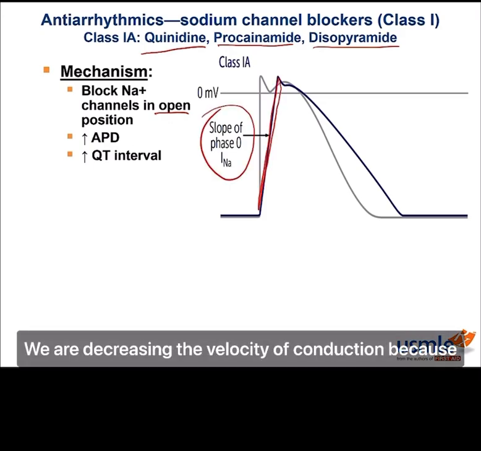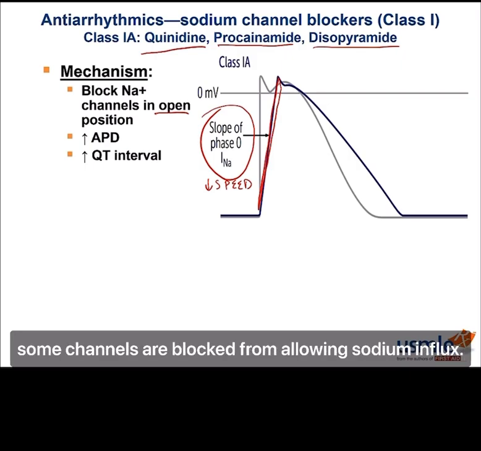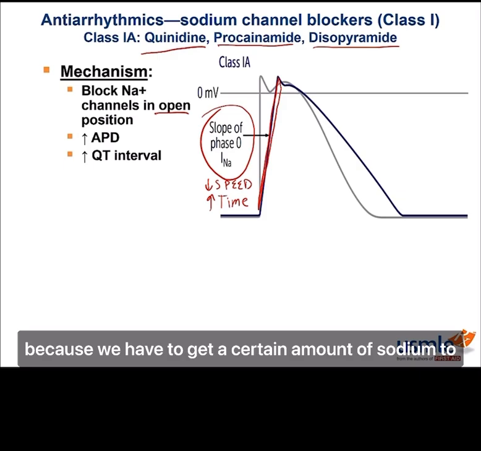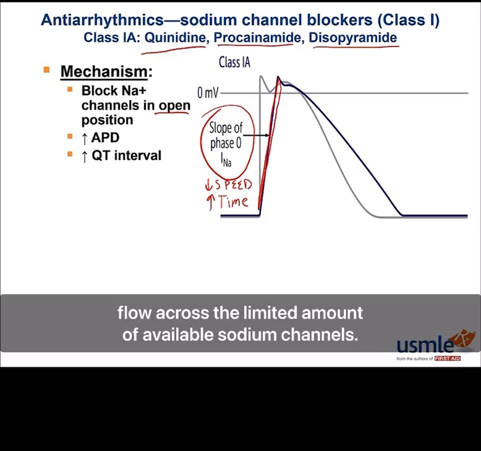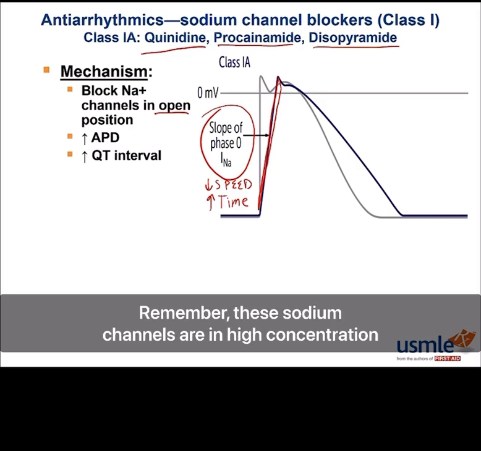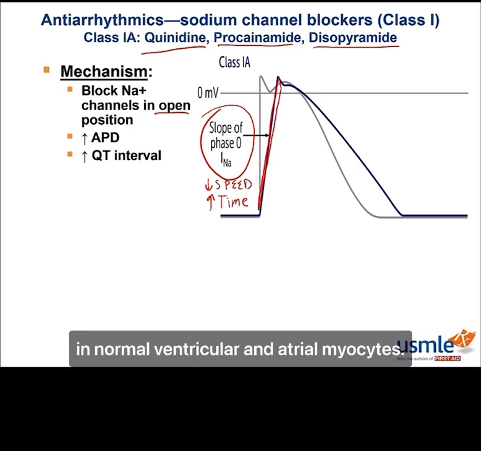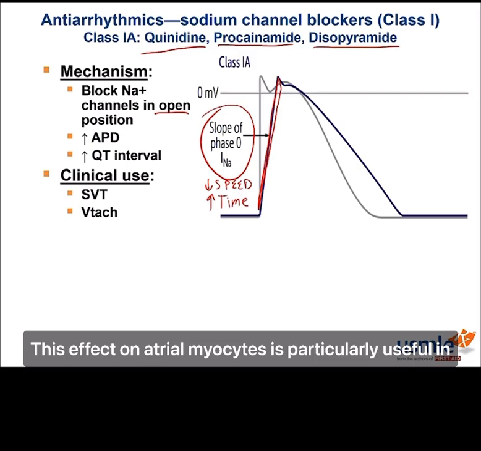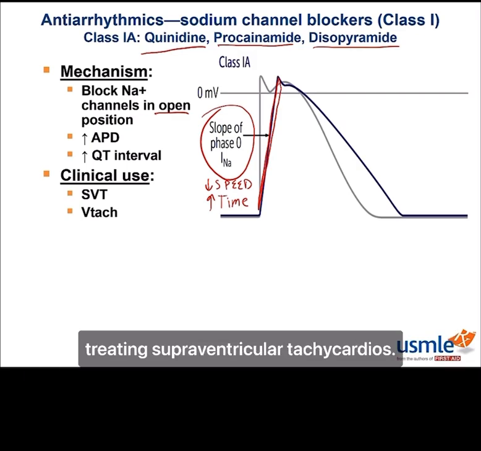We are decreasing the velocity of conduction because some channels are blocked from allowing sodium influx. This increases the time required to complete the action potential because we have to get a certain amount of sodium to flow across the limited amount of available sodium channels. Remember, these sodium channels are in high concentration in normal ventricular and atrial myocytes. This effect on atrial myocytes is particularly useful in treating supraventricular tachycardias.